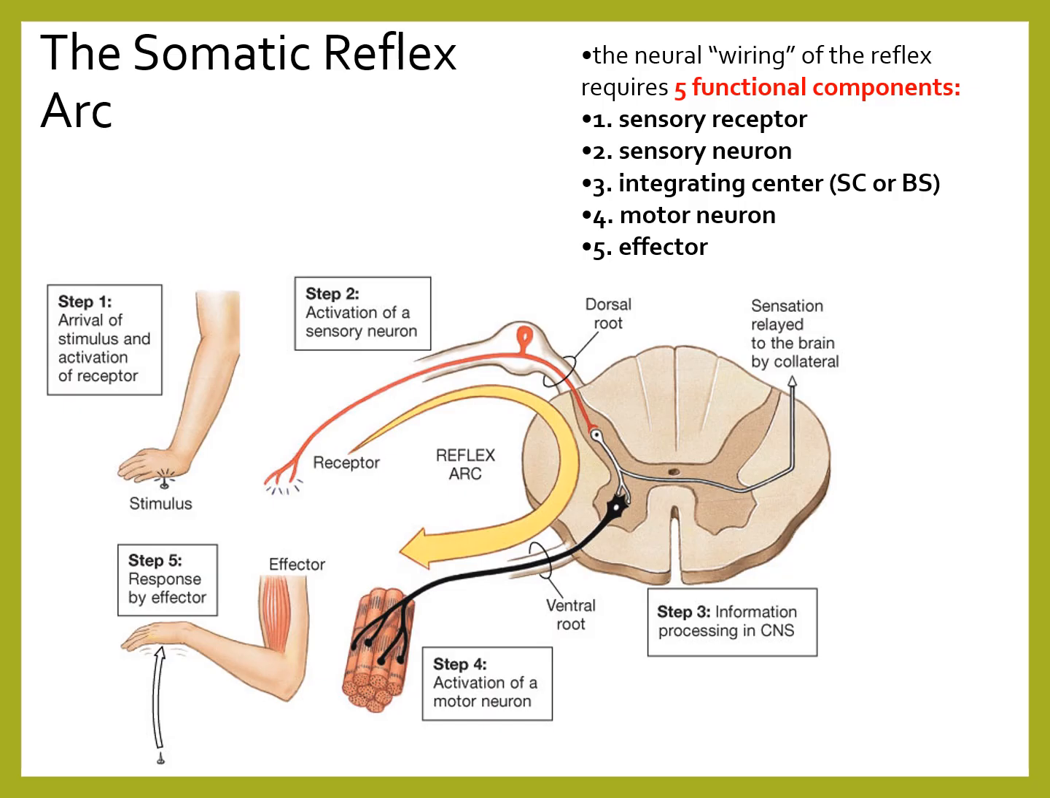Let's spend a little bit of time taking a look at reflexes. Neural wiring of a reflex requires 5 functional components. You need a sensory receptor. You need a sensory neuron. You need an integrating center, which can either be found in the brainstem or the spinal cord. And you need a motor neuron, which leads to an effector.